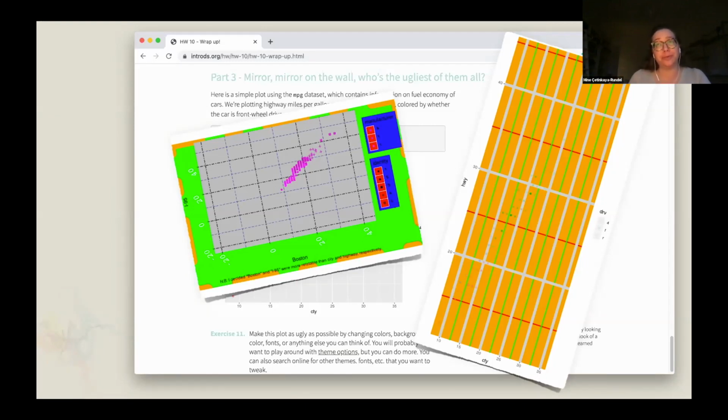And we were able to do this without devoting any class time to it. So they at least learned that, yes, I don't have to stick to the defaults. I can change them. Hopefully I won't make them this ugly, but now I'm empowered to actually play around with my visualizations even more.